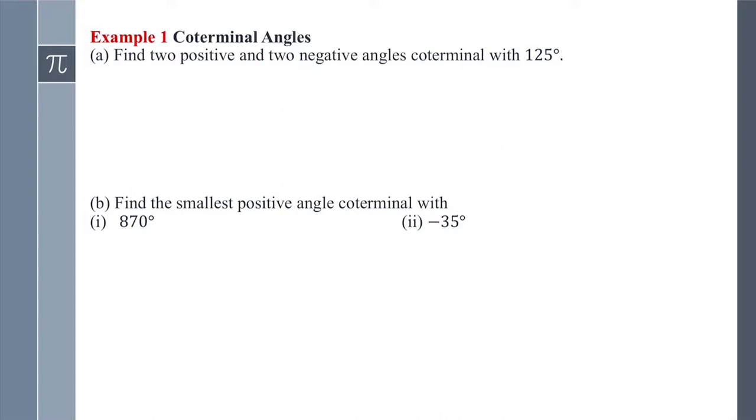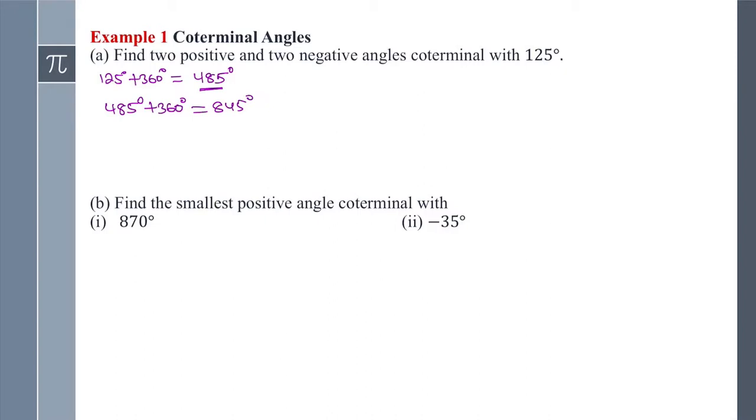So, for example, the first example we have here says find two positive and two negative coterminal angles with 125 degrees. If we do 125 degrees plus 360 degrees, that is going one full rotation in the positive direction. That gives us 485 degrees, and that is a coterminal angle with 125 degrees. Now, if I add another 360, or if I add 720 degrees to 125, whichever you do, so you can say 485 degrees plus another 360 degrees, then we get 845 degrees, which is also a coterminal angle with 125 degrees.